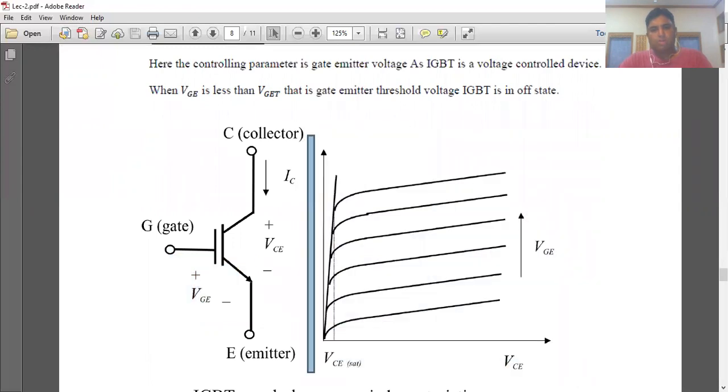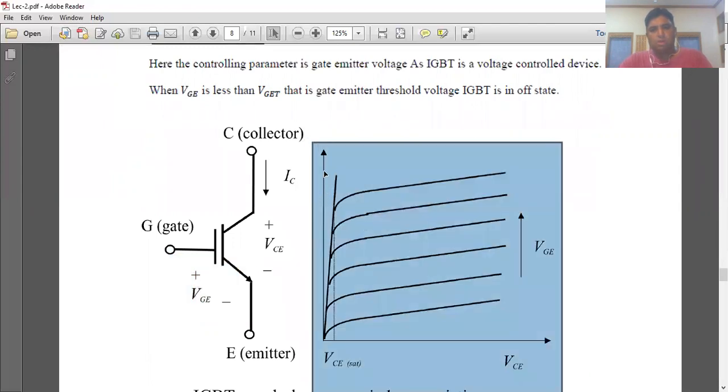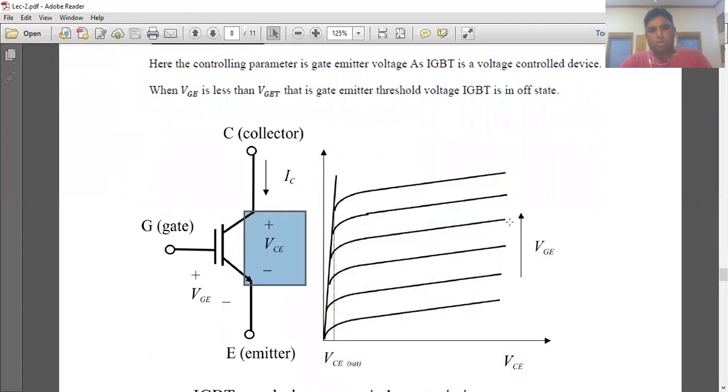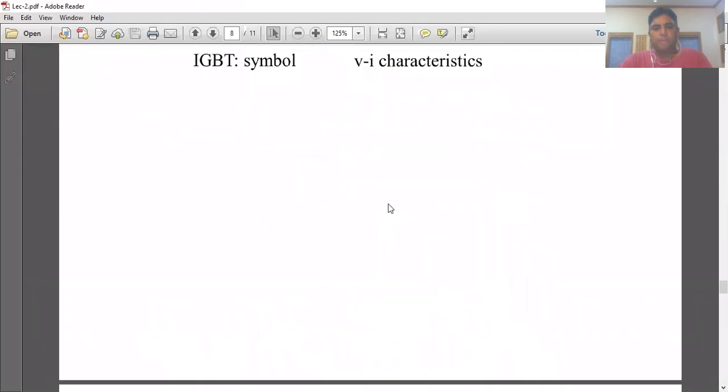So these are the VI characteristics of a IGBT. VCE is the collector to emitter voltage. VGE, these lines are for different VGE, increasing VGE, and this is the current. So these are the VI characteristics of a IGBT.